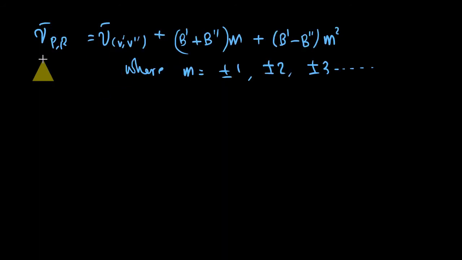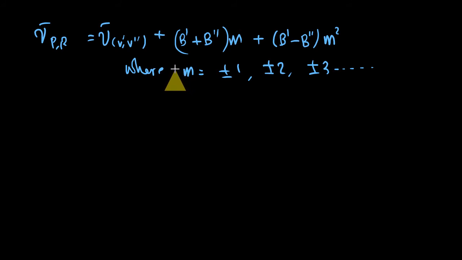So now we have an expression for the P branch and R branch of the spectrum. Something we have to consider now, as we are going to construct the P branch and R branch and assign the series of lines: in our expression, we have B prime and B double prime.